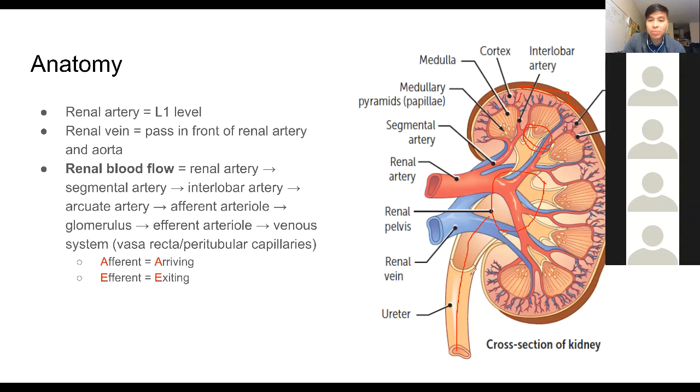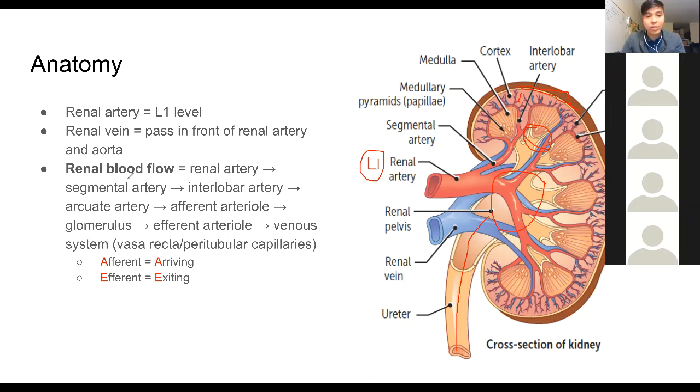So Step 1 would test you basically on the blood vessels within the renal system. So when you think of the renal artery, you think about the L1 level of the spine. And then the renal vein usually passes in front of the renal artery and the aorta. Usually that helps when you look at the CT scan.